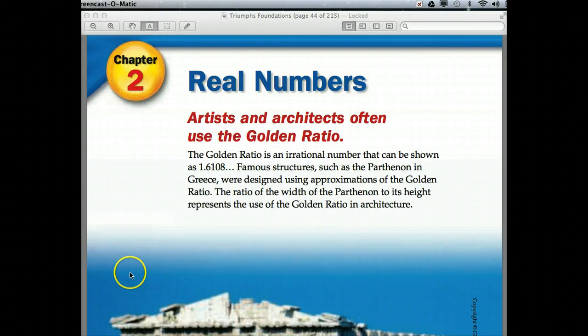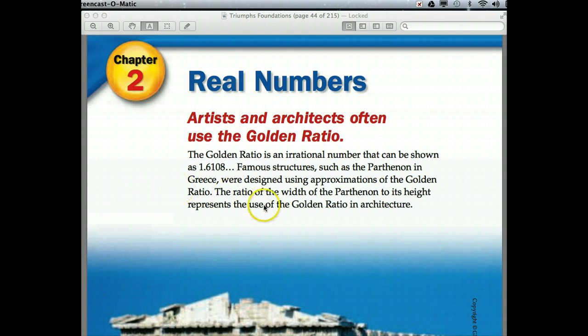Okay, time for a brief overview of Chapter 2. We're going to be discussing real numbers. So we've been using the counting numbers, whole numbers, and integers, and they are all real numbers. Rational and irrational numbers, such as fractions and decimals, are real numbers also.